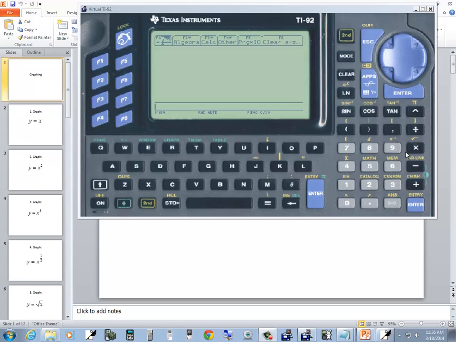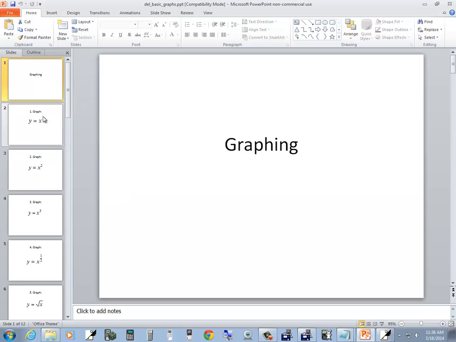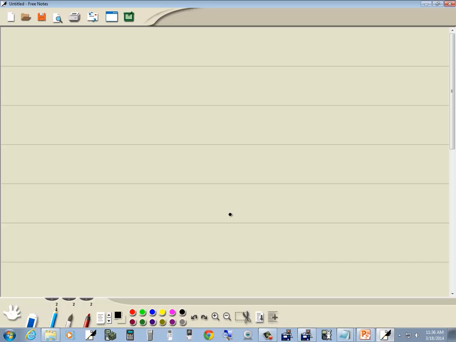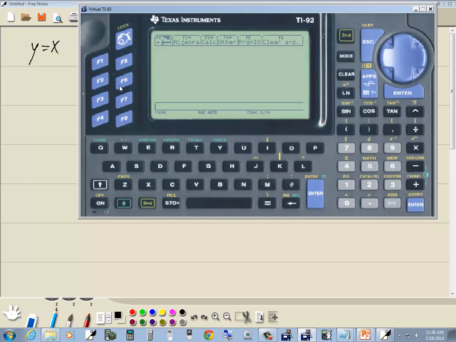Let's look at basic graphing on a TI-92 calculator. The first one we'll take a look at is y is equal to x. And I'm definitely not an expert on TI-92. I know enough to fumble around and get around in it, so there might be easier ways to do this.